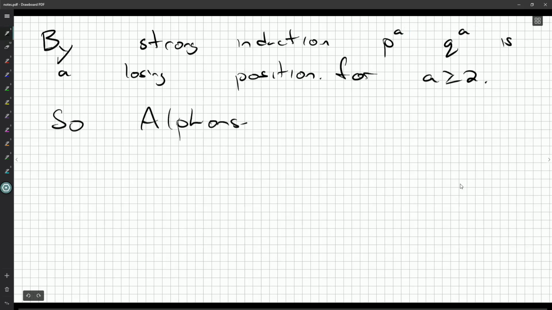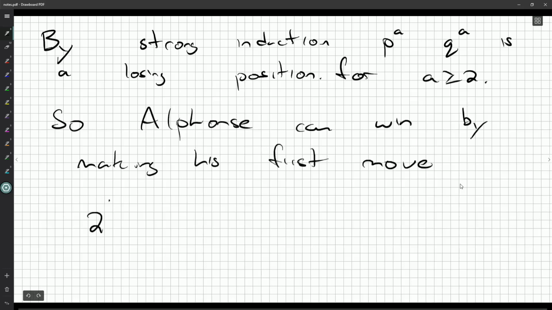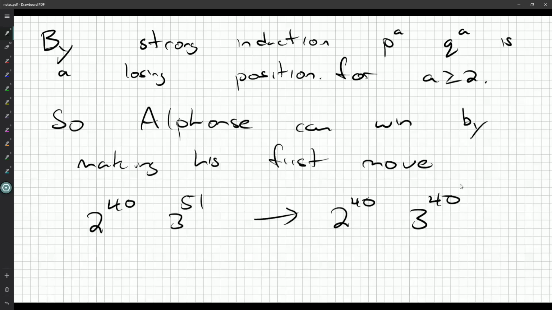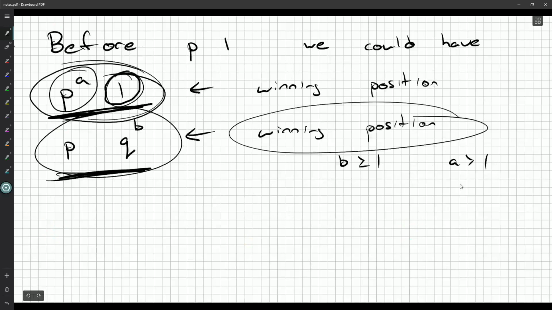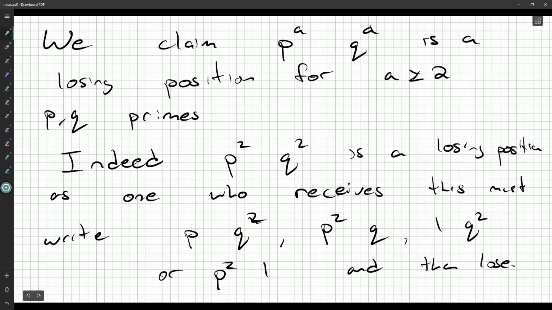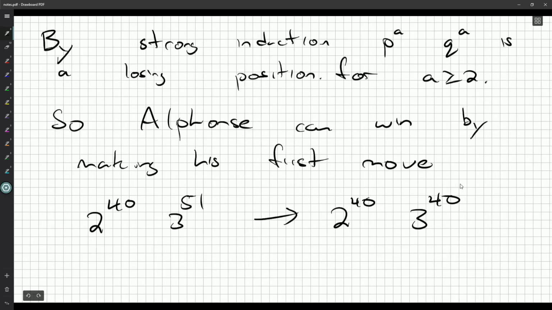So Alphonse can win by making his first move. We start with 2^40, 3^51. He will leave Barrel with 2^40, 3^40. Okay, so equal exponents did work out, but I was sort of flustered by the pq case, which really sort of tripped me up. I thought it was a nice pattern there, but no, it's all fine.